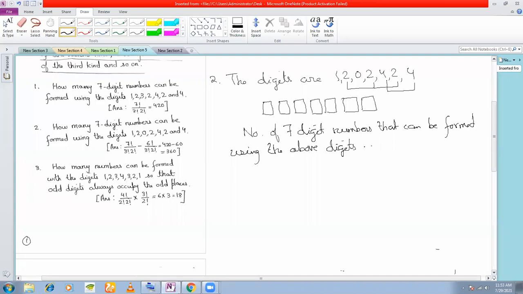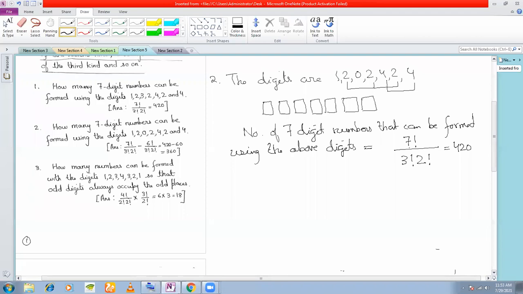How many can be formed? Total number of digits is how many? 7. So you have factorial 7. 2 is repeated thrice, so you divide this by factorial 3. 4 is repeated twice, so you divide this by factorial 2. And you can calculate this to be 420.